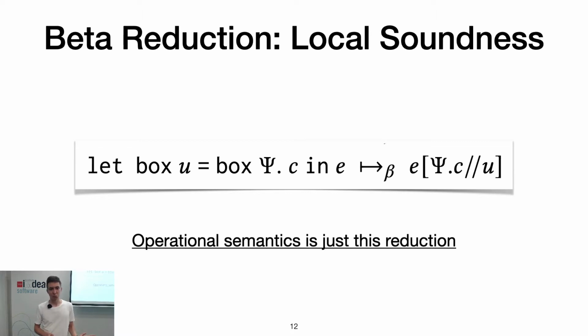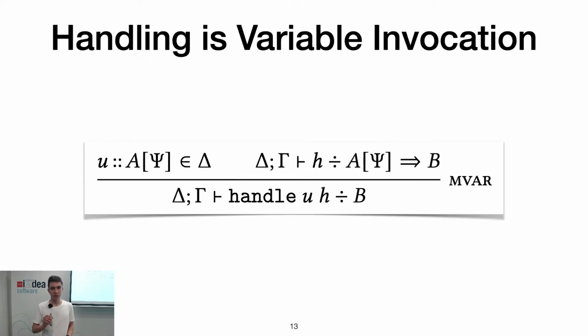It works by reducing the box term to an actual box, taking the computation out of it, and substituting it for the variable. The way to use that variable is actually with handling. That's where handling comes into play. So handling for us is a variable rule. It applies not to a computation, but to a variable, and it is important because it allows us to keep the operational semantics simple. We don't have to define handlers on every clause of a computation.